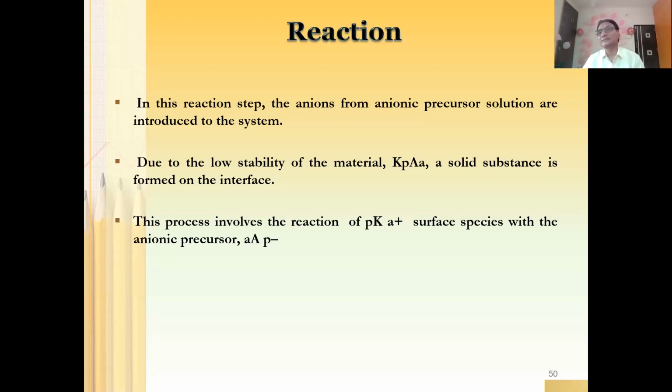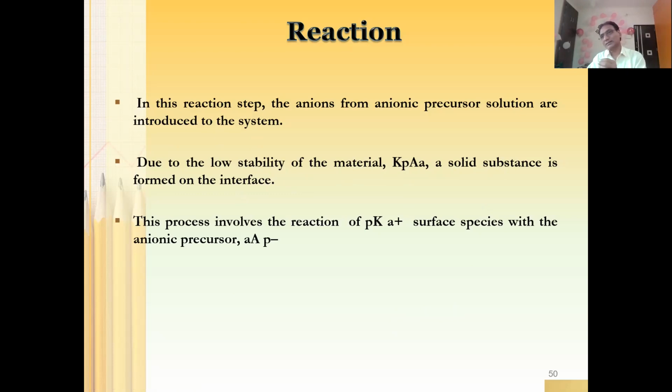Third is going to be reaction. Whenever you dip the substrate again into the third beaker, in this reaction step, the anions from the anionic precursor solution are introduced to the system. Due to the low stability of the material, the solid substance is formed on the interface. This process involves the reaction of the cations with the anions.